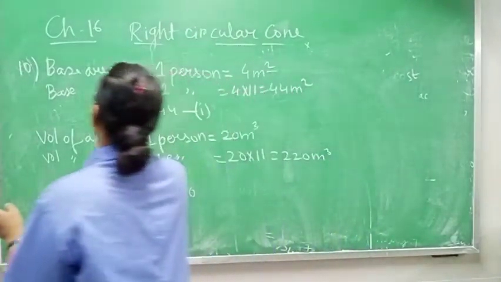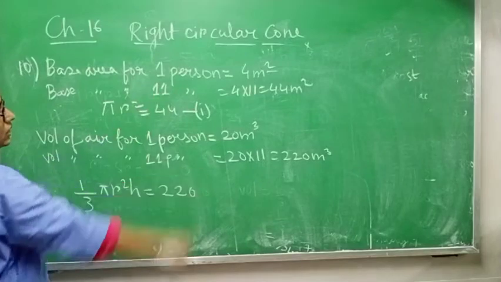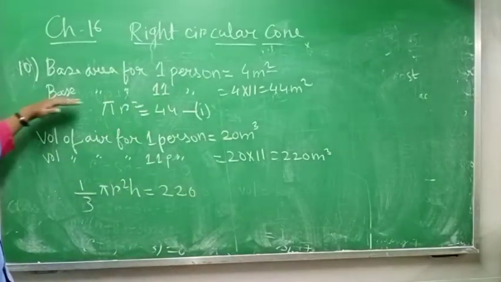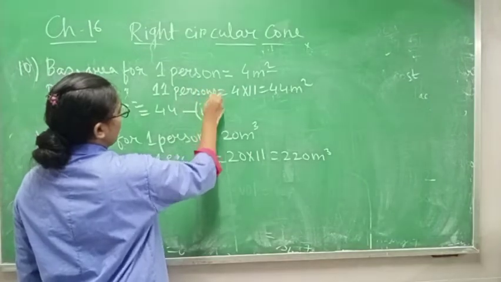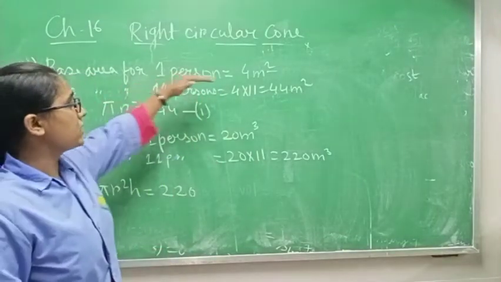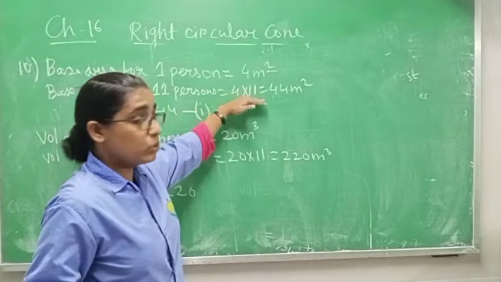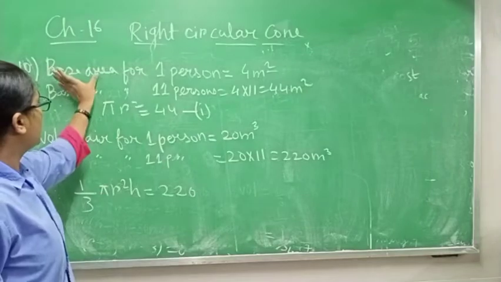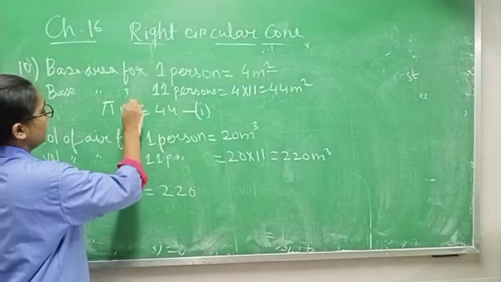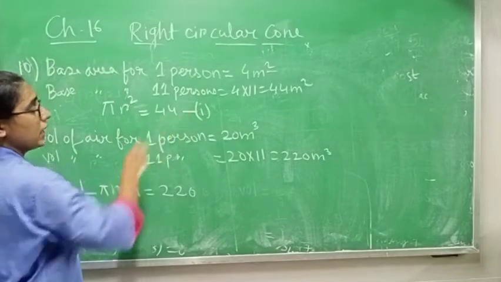Base means pi r square. Okay. So base area for 1 person is 4 meter square. Base area for 11 persons: if base area for 1 person is 4 meter square, base area for 11 persons will be 4 into 11, 44 meter square. Now in place of base area you can write pi r square equals to 44. Equation 1 I am giving.